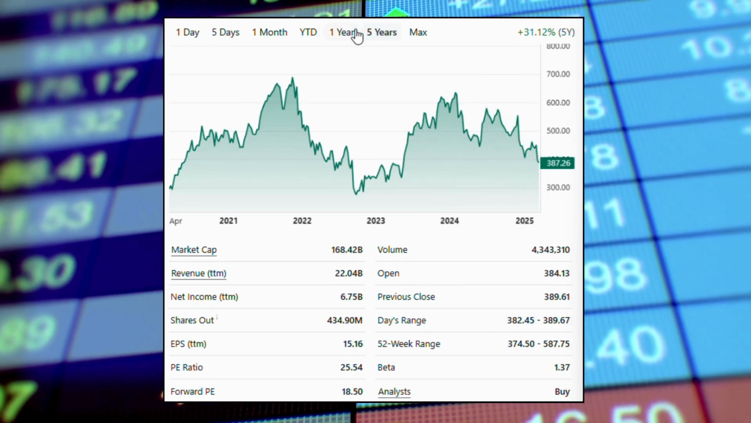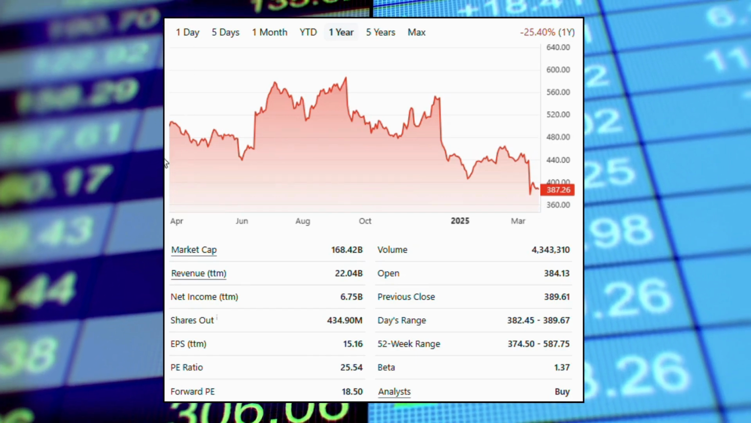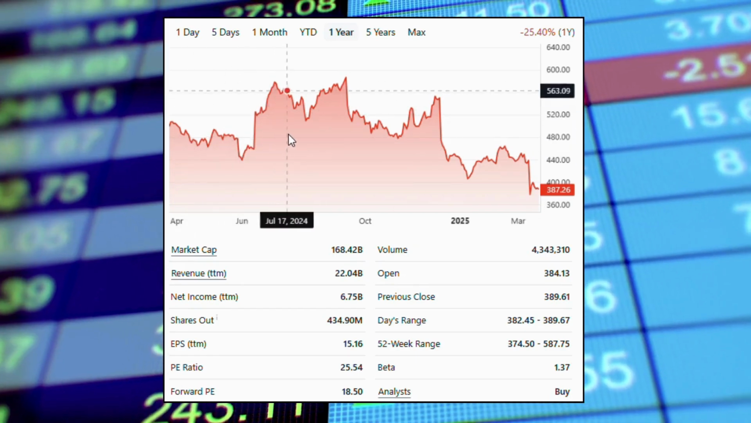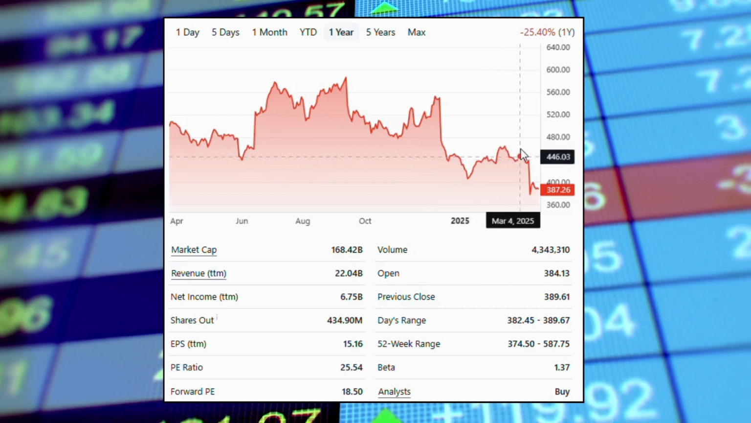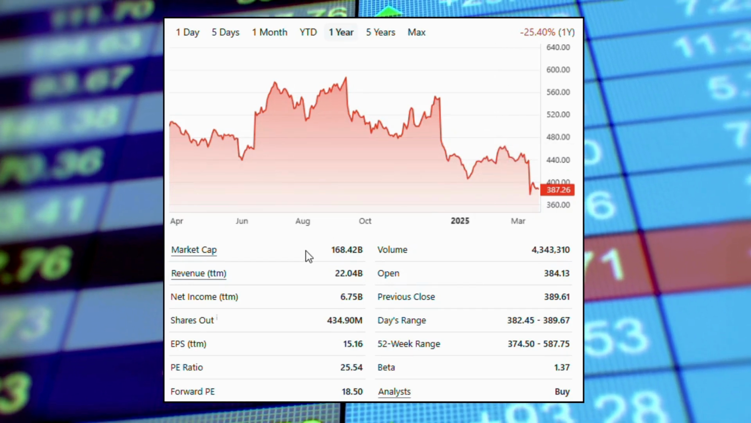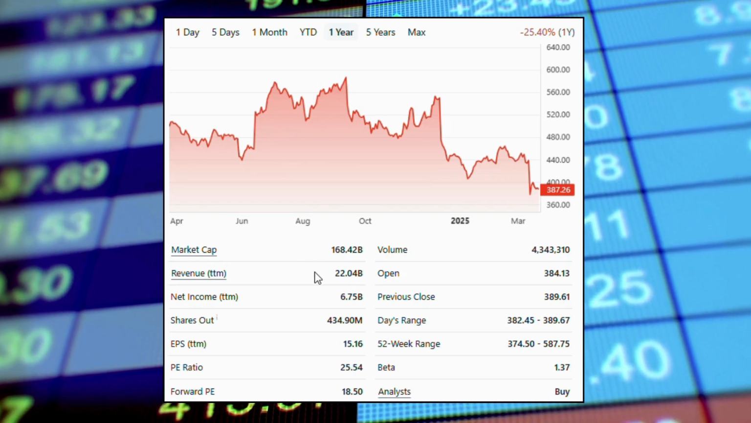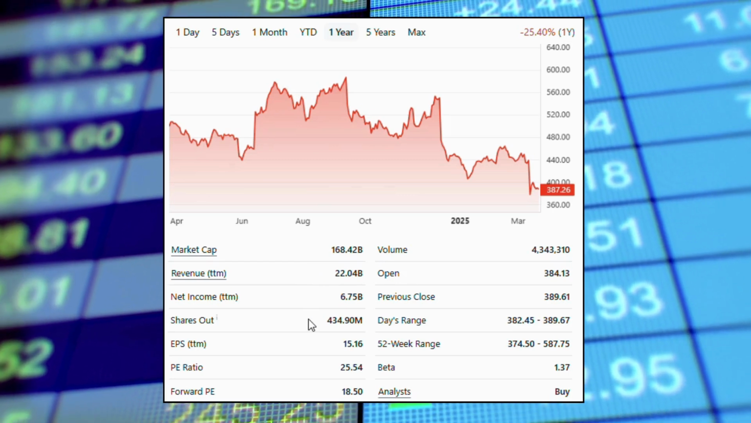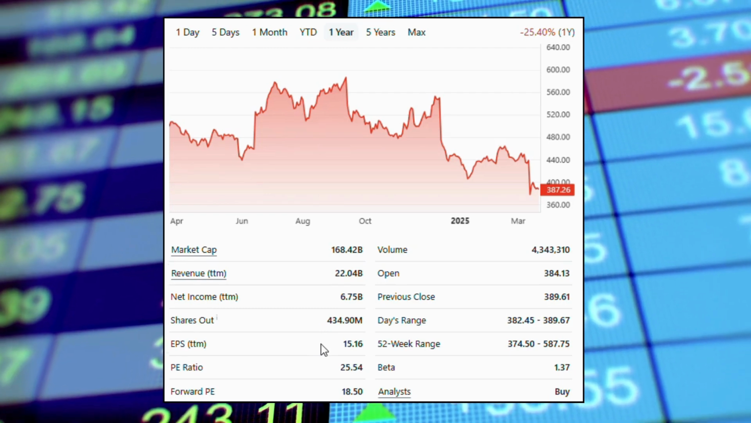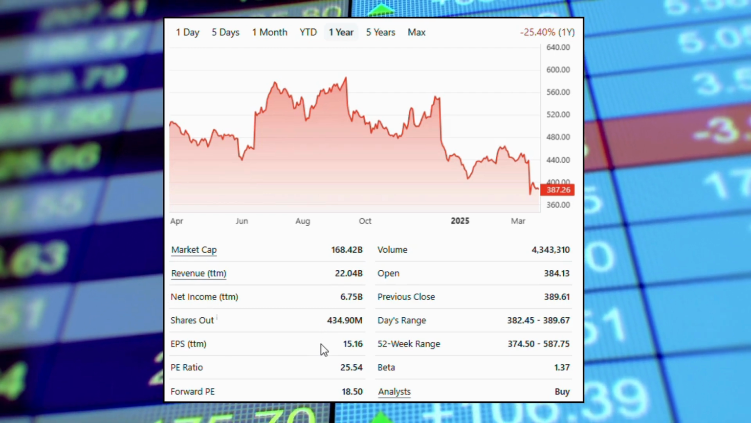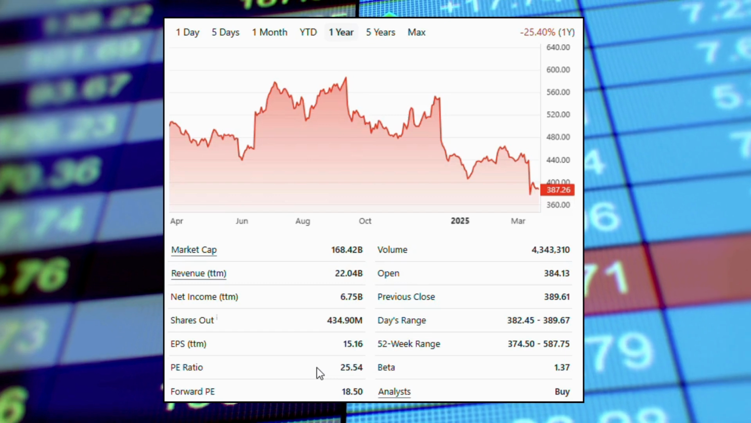As of today, the stock is trading at $387.26. Over the past year, the stock has traded sideways with periods of volatility influenced by market-wide tech sentiment and acquisition announcements. Looking at the overview, we can see the current market cap is approximately $168.42 billion. They are currently generating $22 billion in revenue for the trailing 12 months and have 434.90 million shares outstanding. At present, their earnings per share tell us that for each share of stock, the company is generating $15.16. Their price-to-earnings ratio is 25.54, which is about the same as the S&P 500.